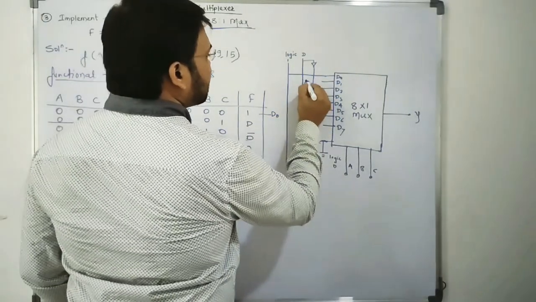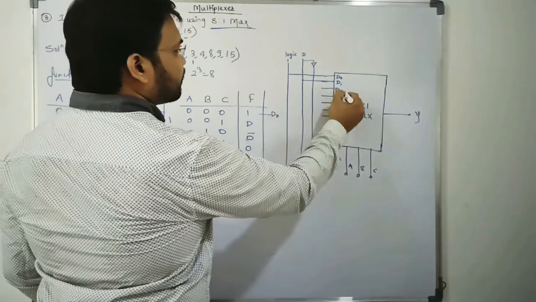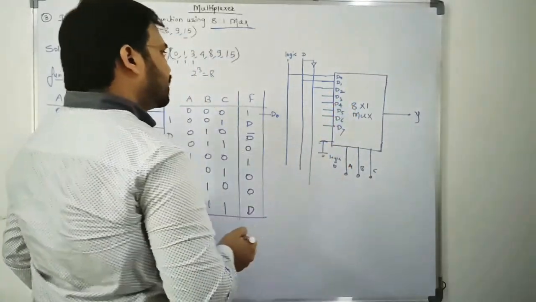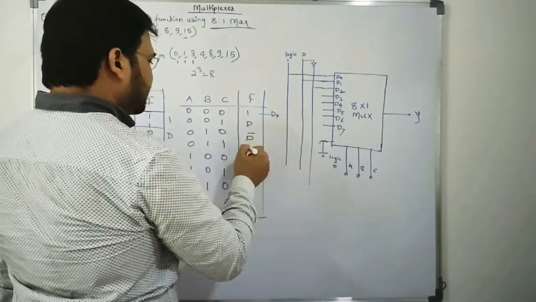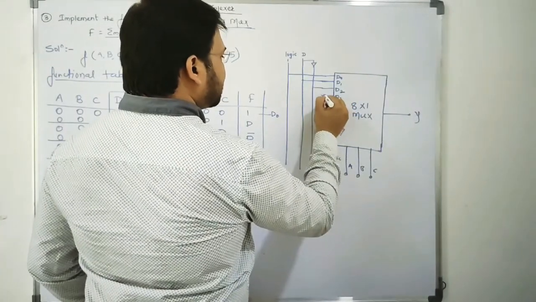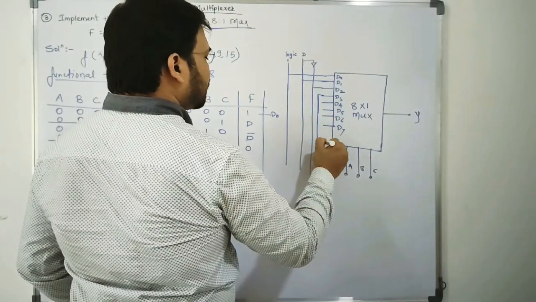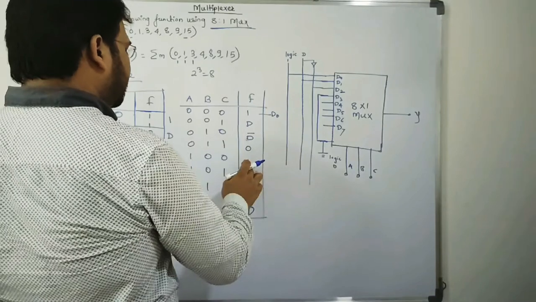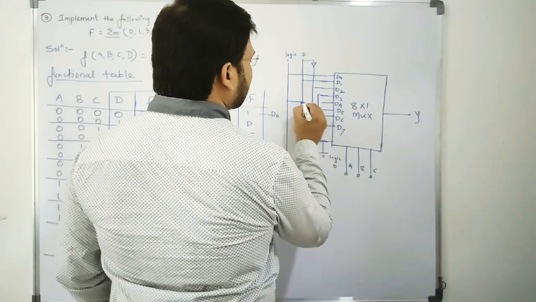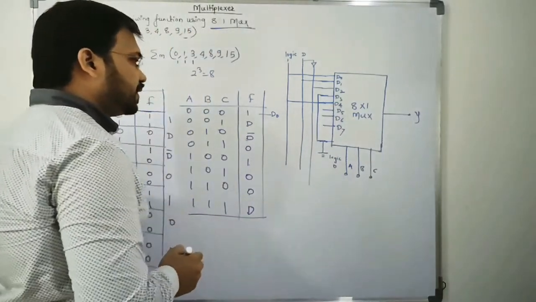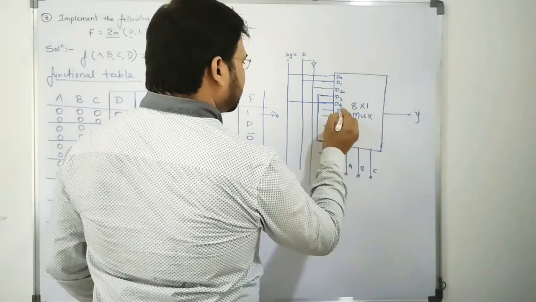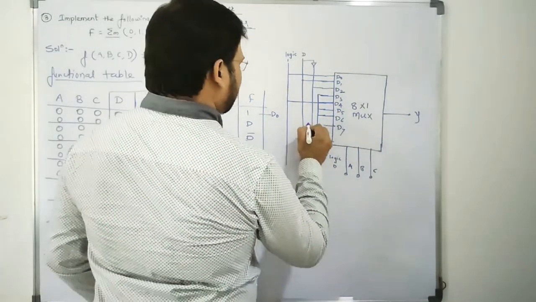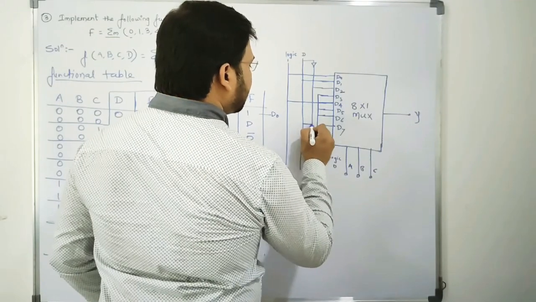Next D1 to D. Next D2, D2 is D bar, so connect to D bar. Next is your D3. D3 is logic 0, so D3 is going to connect to logic 0. Next D4, D4 is logic 1, so it is connected to logic 1. D5 is 0 and D6 is also 0, so D5 and D6 are logic 0. And D7 is connected to D.